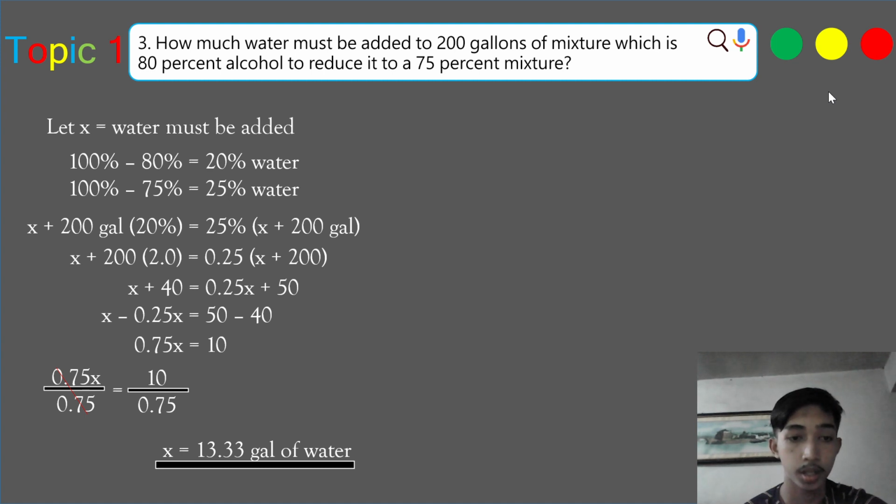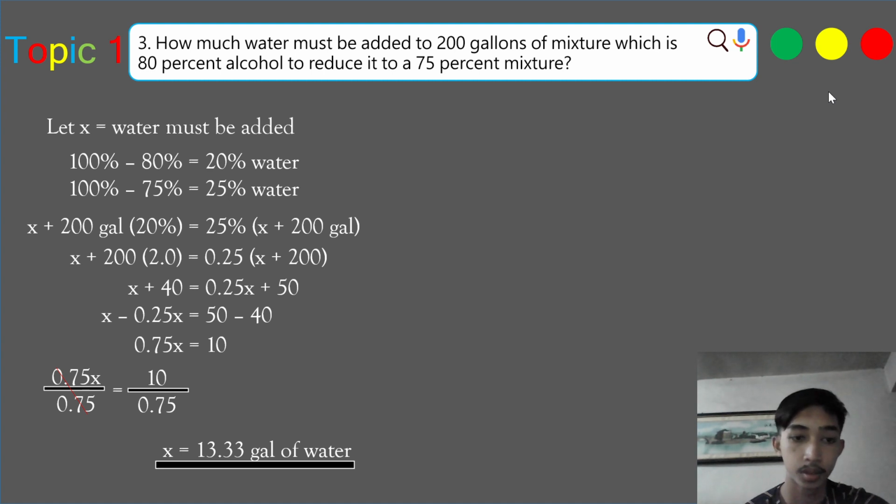So the percent, we will make it a decimal. So (x plus 200) times 0.2 is equal to 0.25 times (x plus 200). So 200 times 0.2 is equal to 40, and 0.25 times x is equal to 0.25x, and 0.25 times 200 is equal to 50. So x plus 40 is equal to 0.25x plus 50.